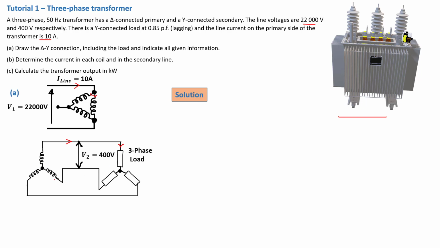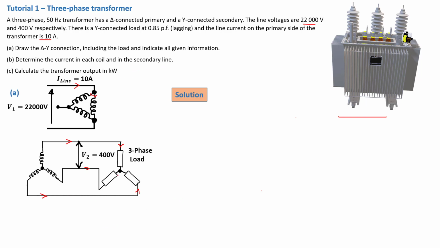And that's going to be the same story from this line here that's going to flow into this load. And it will be the same story on this side, and that will be the same current that will flow into the load. Now we move on to the next question. That is question B. They say determine the current in each coil and in the secondary.